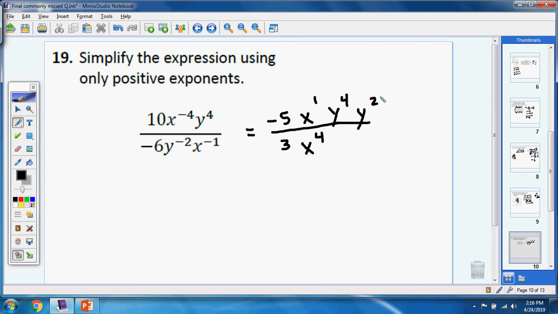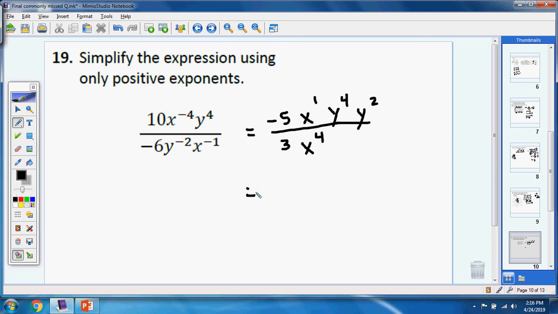And the other one, the y to the negative 2nd power, would move to the numerator to become a positive 2nd power. If you didn't like that way, you could always do the subtracting of the exponents at the location of the larger exponent. So for the x's, you would do the subtraction at the denominator because negative 1 is bigger than negative 4. And for the y's, you'd do it at the numerator. It would be 4 subtract negative 2.